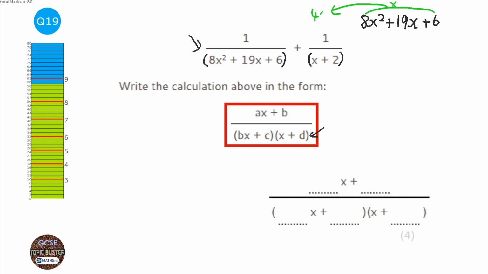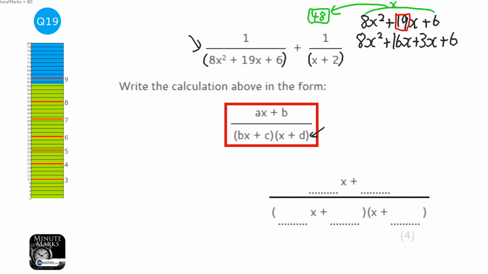What I do is I times together the first and last ones, and that gives me 48. Then I've got to find a factor pair of 48 that adds together to make the coefficient of the x. So 2 and 24 won't work, 3 and 16. Then I rewrite the 19x as 16 and 3, or 3 and 16, it doesn't matter. You get the same answer eventually either way.